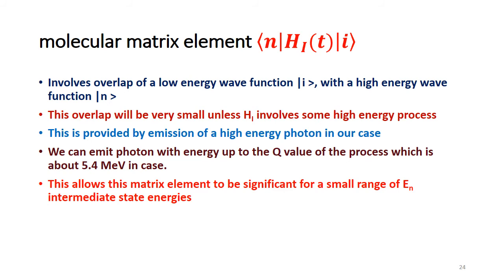The molecular matrix element I to n involves overlap of the low energy wave function I with a high energy wave function n. This overlap will be very small. We in fact found that by explicit calculations, unless HI involves some high energy process. This is provided by emission of a high energy photon in our case. We can emit a photon with energy up to the Q value of the process, which is about 5.4 MeV in our case. This allows this matrix element to be significant for a small range of En intermediate state energies.